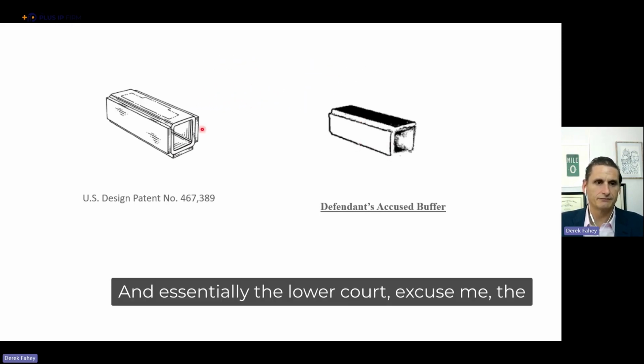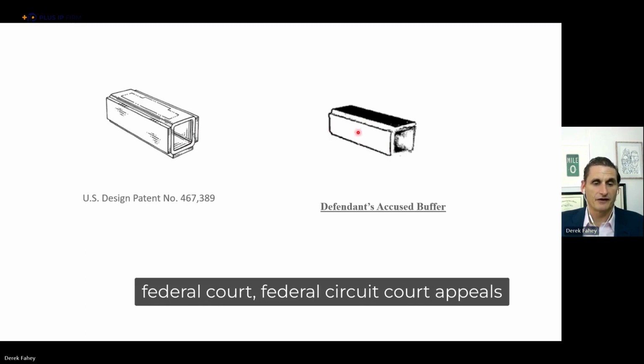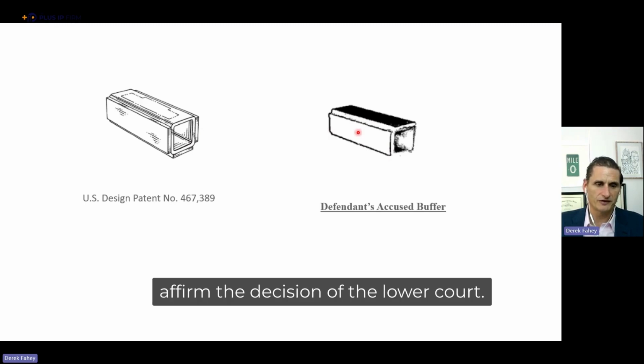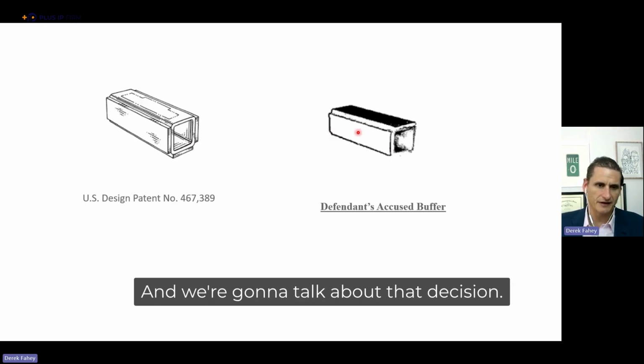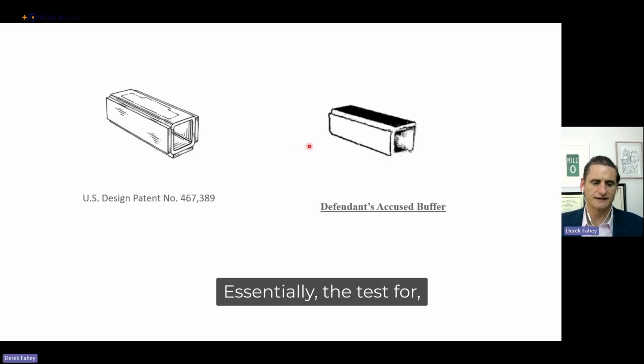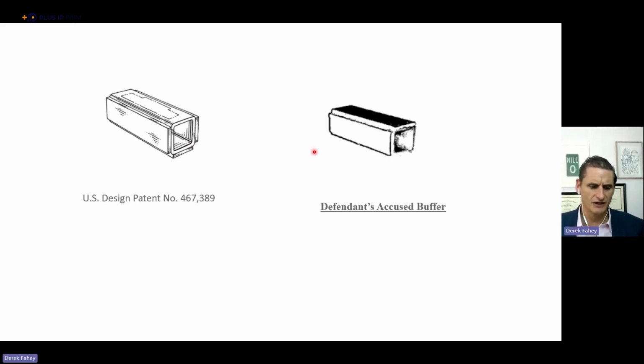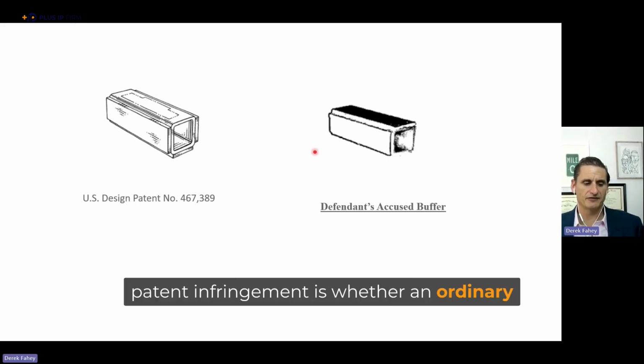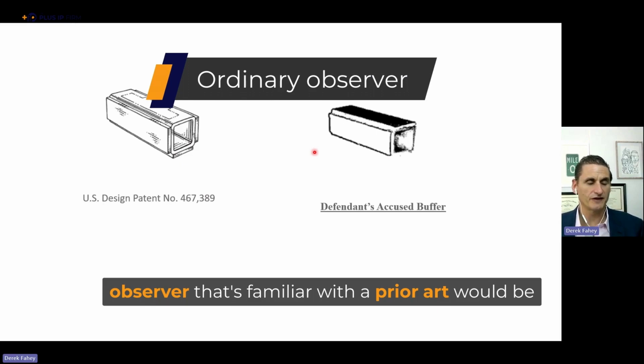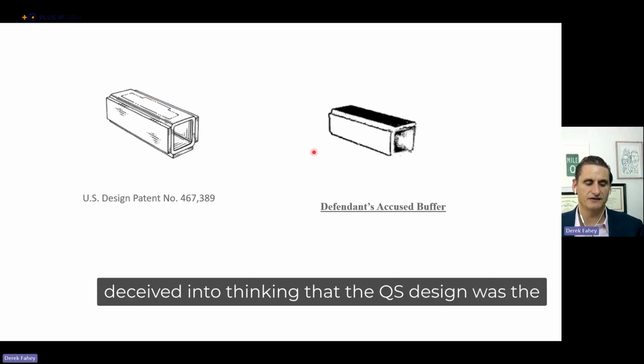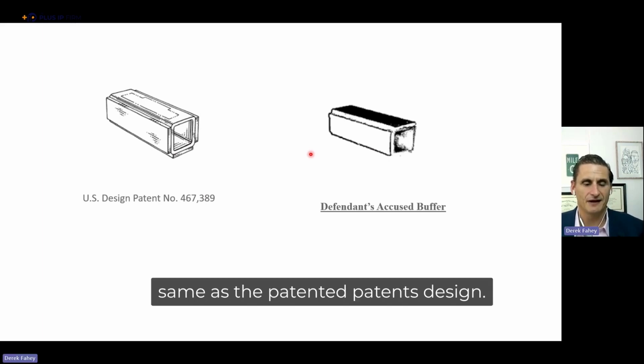Essentially, the Federal Circuit Court of Appeals affirmed the decision of the lower court, and we're going to talk about that decision. Essentially, the test for determining design patent infringement is whether an ordinary observer that's familiar with the prior art would be deceived into thinking that the accused design was the same as the patented design.